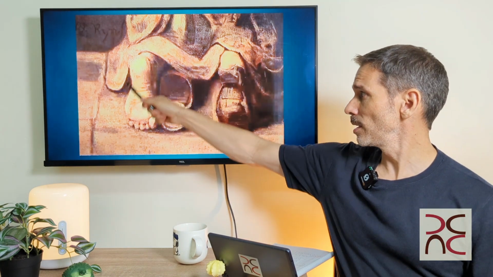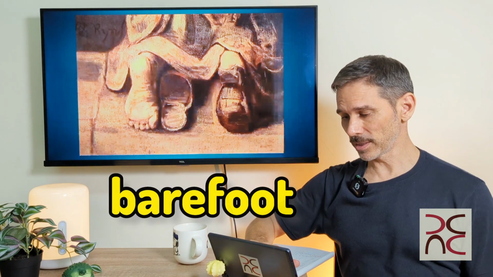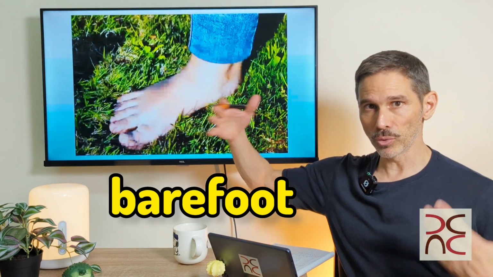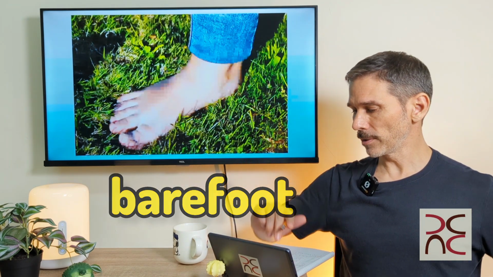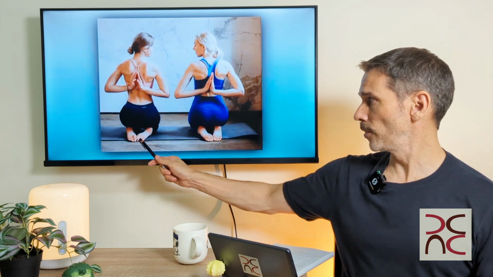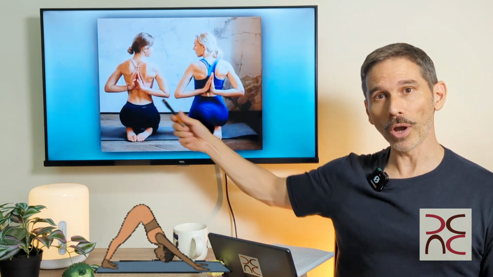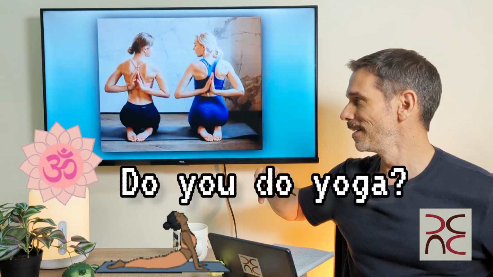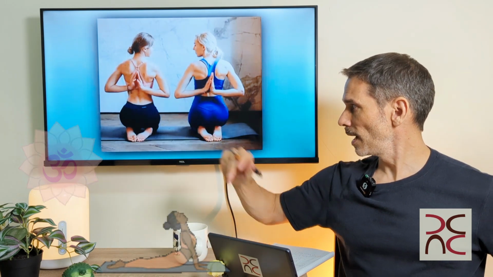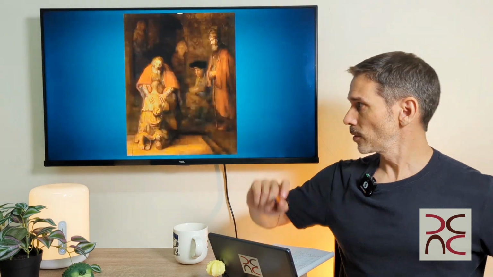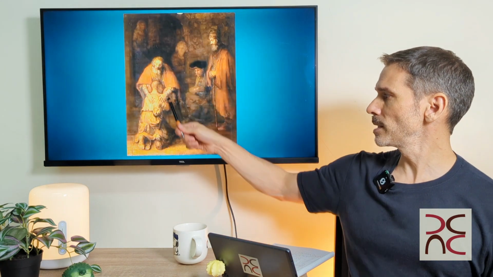And here we see he is barefoot. Barefoot means you have no shoe, no sock, you're barefoot. So we see him barefoot, kneeling. These women are barefoot and kneeling, doing yoga. Do you do yoga? But these women are barefoot and they're also kneeling. So there's the father embracing the son who is kneeling and apologizing.